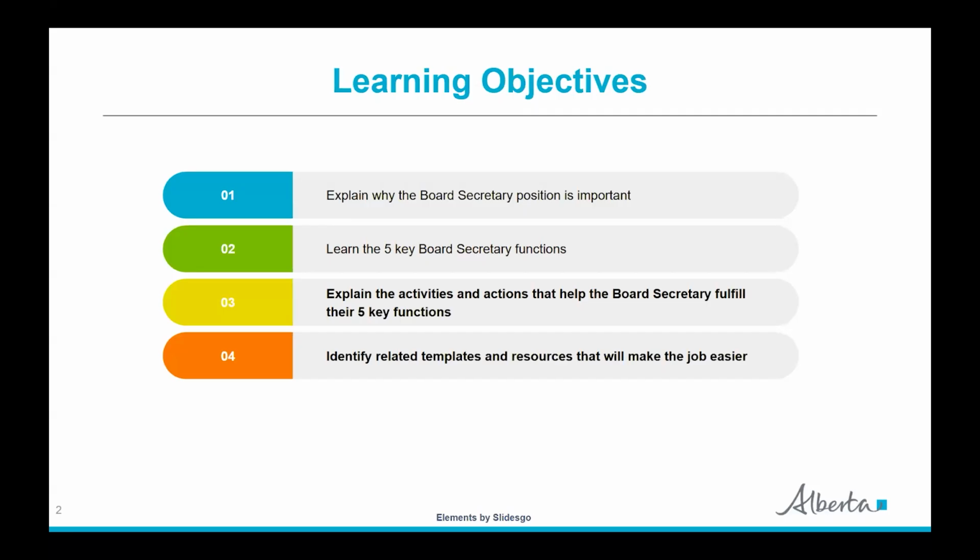In part two of the Role of the Board Secretary video series, you'll be able to explain the activities and actions that help the Board Secretary fulfill their 5 key functions, and identify related templates and resources that will make the job easier.